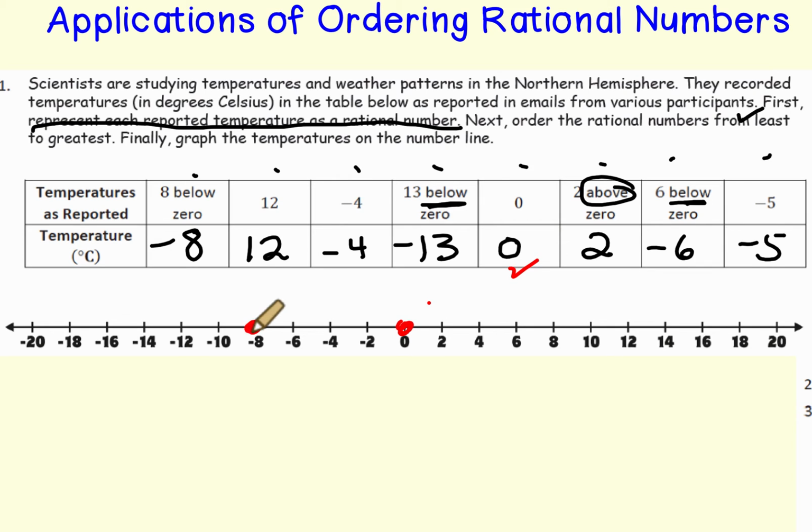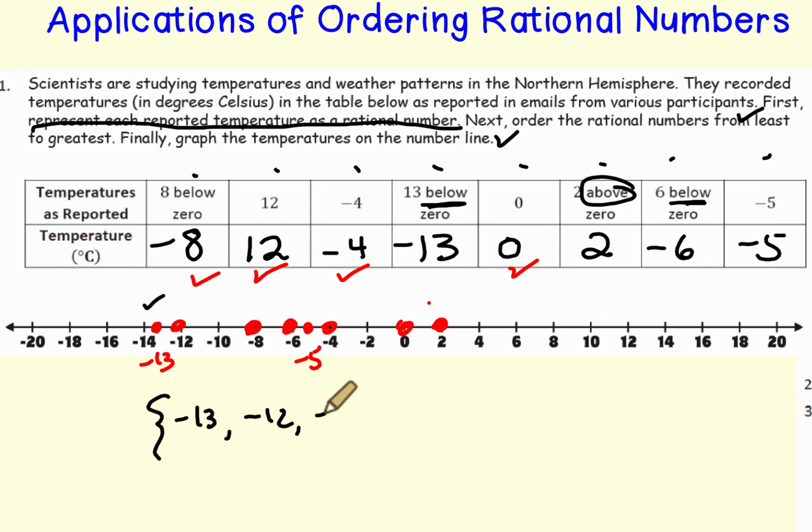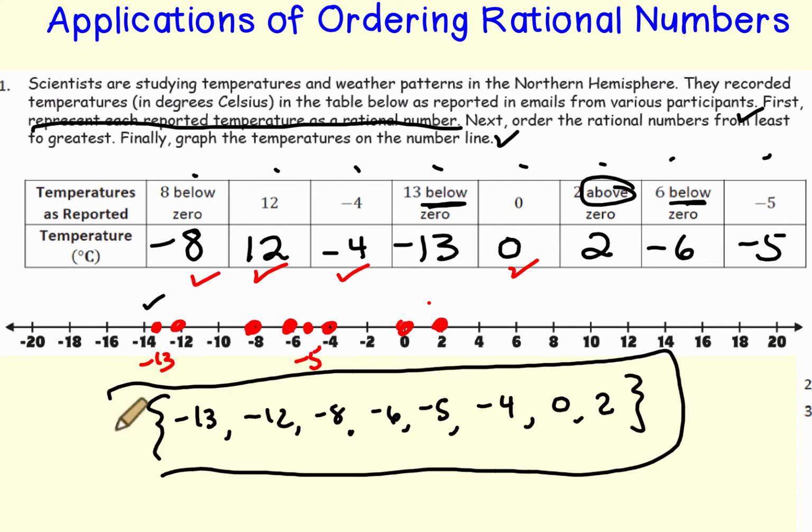So this should be pretty easy for you too. So these are fancy scrolly brackets. Negative 13 is to the leftmost, so that's going to go first. Negative 12, negative 8, negative 6, negative 5, negative 4, 0, and 2. So for every point on my number line, I have to have a resulting number in my set.